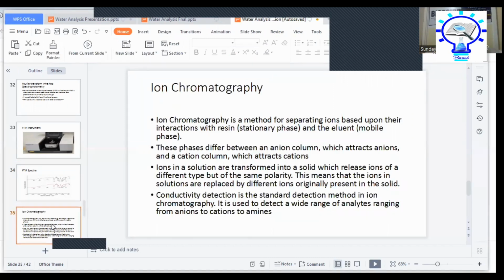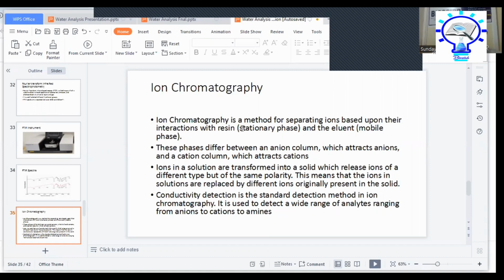All right, ion chromatography. This one is like HPLC, high pressure liquid chromatography. Ion chromatography is different because it has resins in there that helps us to separate the different solutes that are present in that water. So once they are separated, they can also be quantified.